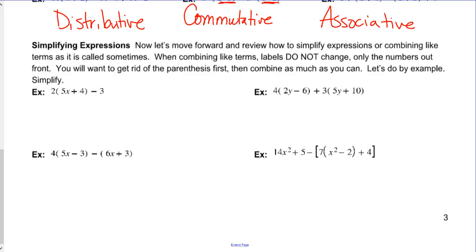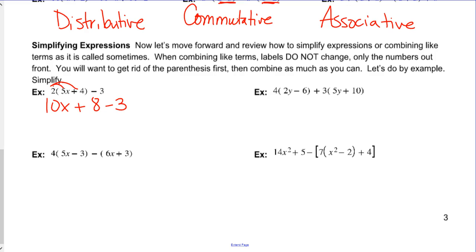And let's do it by example. So starting with this first one here, notice I do have a set of parentheses. So again, by order of operations, we want to get rid of those parentheses by distributing. Now remember, it's multiplying, taking 2 times that. So the label doesn't change when we're multiplying. We're just going to multiply the 2 times the 5x gives me a 10x, and then the 2 times the 4 gives me a positive 8. Now I'm going to tag on that minus 3.